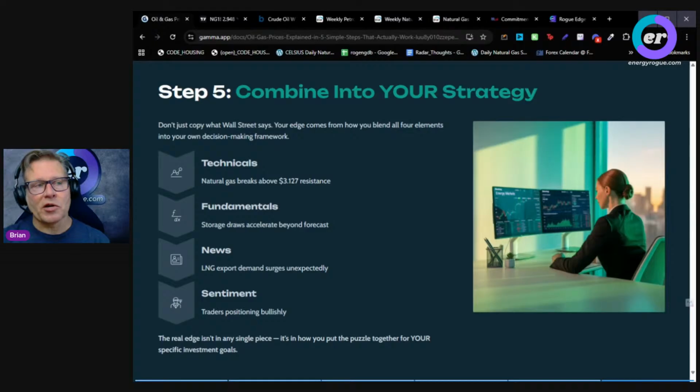But capturing all these together is sometimes a little overwhelming. When you look at technicals, you could spend hours every day. Fundamentals, you could spend hours every day. News, you have to spend time on every day, even weekends.